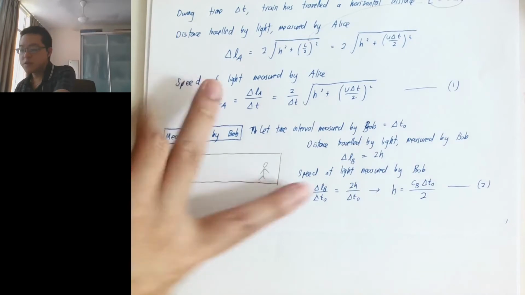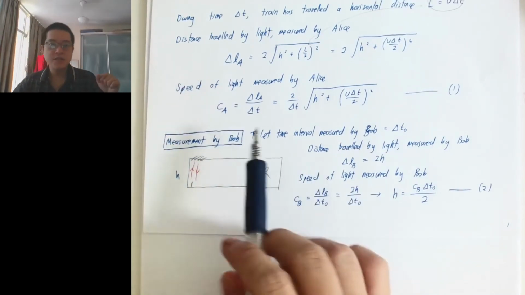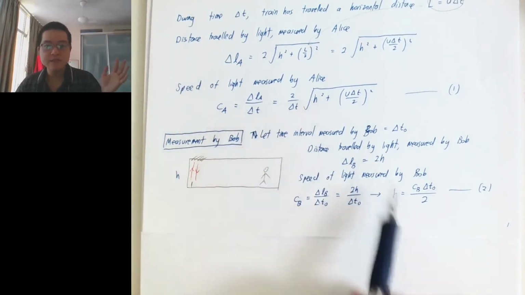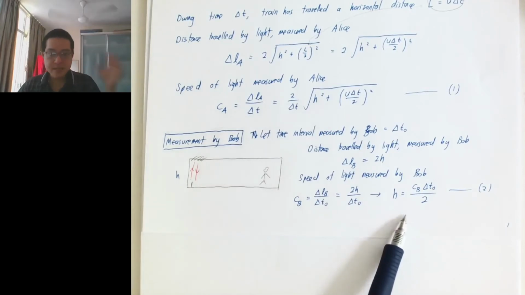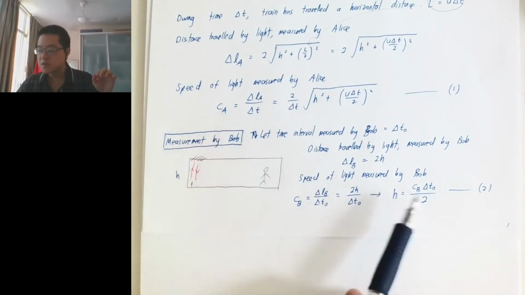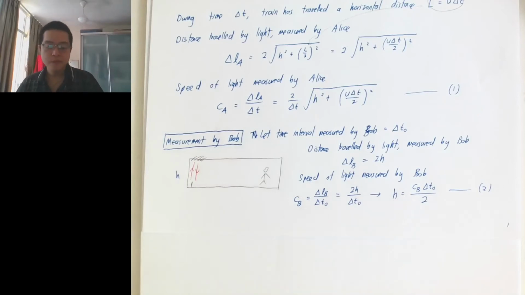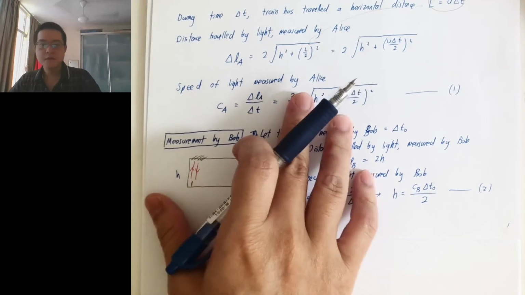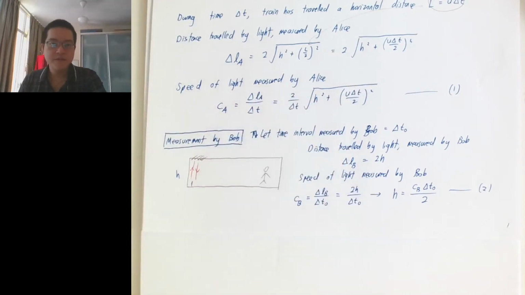So I got these two equations now, right? This equation contains the speed of light measured by Alice, and the speed of light measured by Bob. Next we will use postulate 2. These two are actually the same value. Okay, so we will do this next. Does anyone have any questions so far?